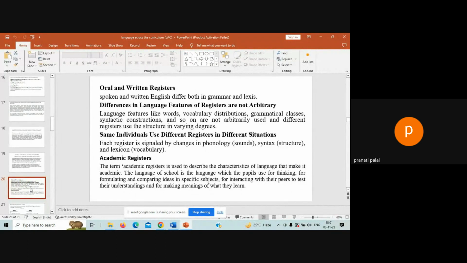Academic register. The term academic register is used to describe the characteristics of language that make it academic. Academic register is particularly more formal and is used in a formal setting. The language of school is the language which the pupils use for thinking, for formulating and comparing ideas in specific subjects, for interacting with their peers, to test their understanding and for making meaning of what they learn. So the language used by the pupils in a school is called the academic register, but the language used at home or in their family is not an academic register.